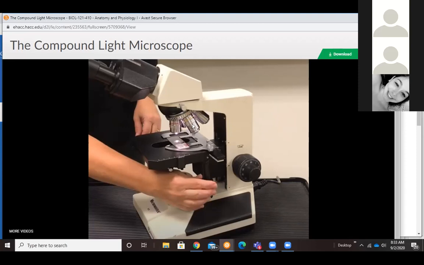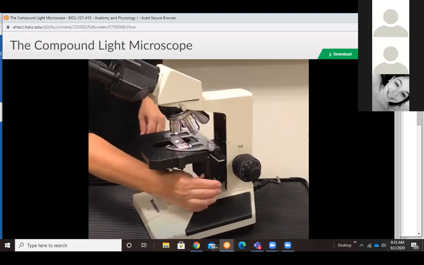So when you change to the next strength and you move up to the next strength of an objective, just use the fine focus. If you realize that you can't find your specimen with the fine focus at that point, go back to the lower objective and use the rough focus again to find it. It will make your life a lot easier if you do it that way.